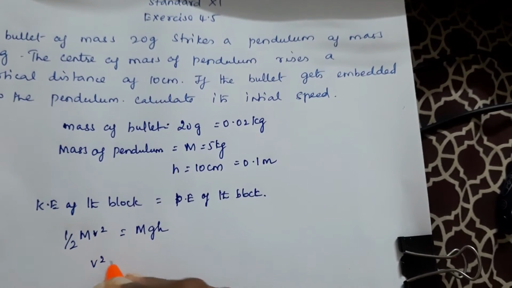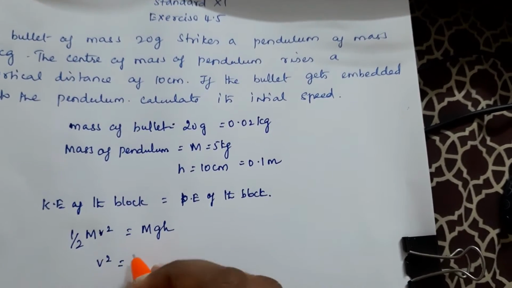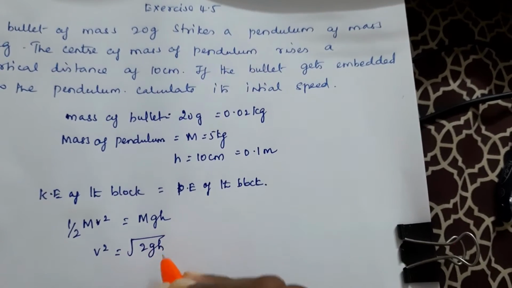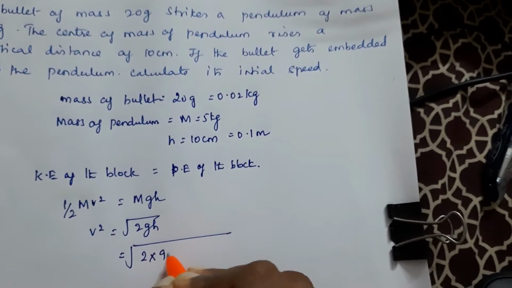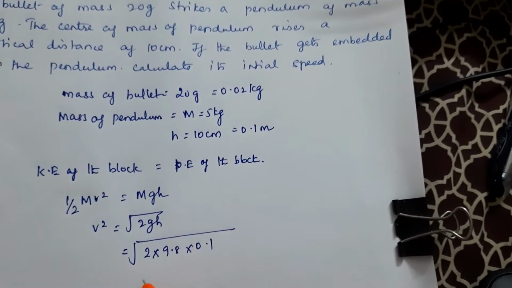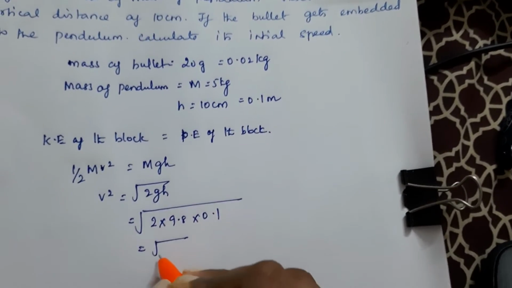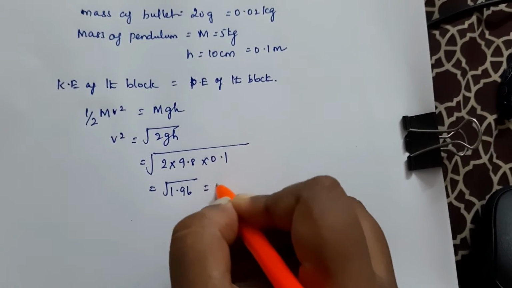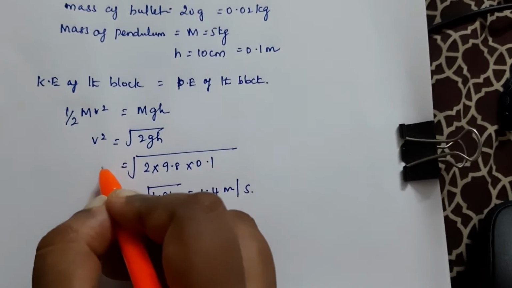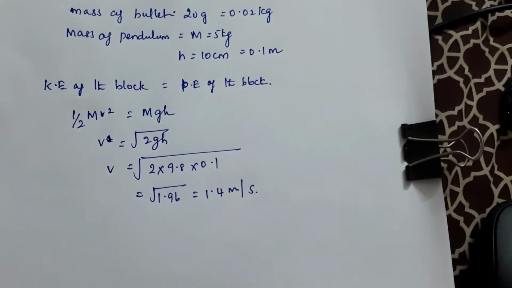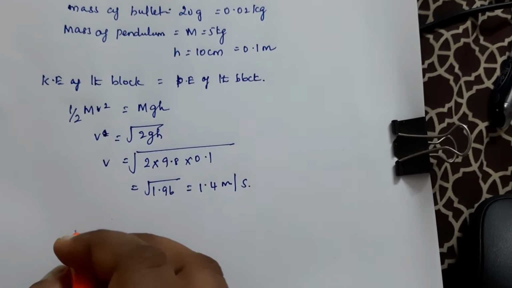So what is v square? v square is equal to 2gh, as m will get cancelled. So v is root 2gh. Here it is 2 into 9.8 into 0.1. So you'll be getting root of 1.96, which is 1.4 meter per second. So we have got the v value.